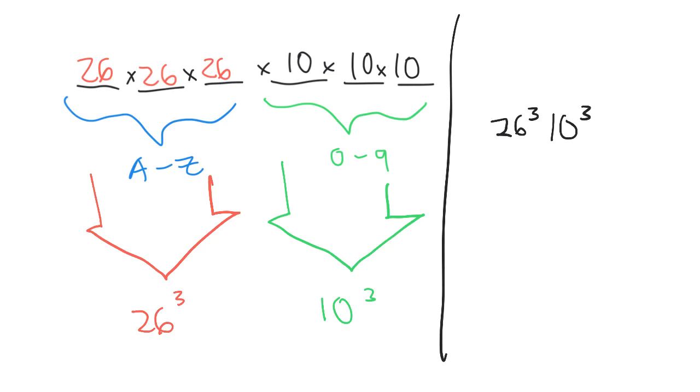But if you look closely, answer choice F says 10 cubed times 26 cubed. Well, that's the answer, because multiplication is commutative. It actually doesn't matter what order I multiply this number and this number in. I could just switch the order if I want.